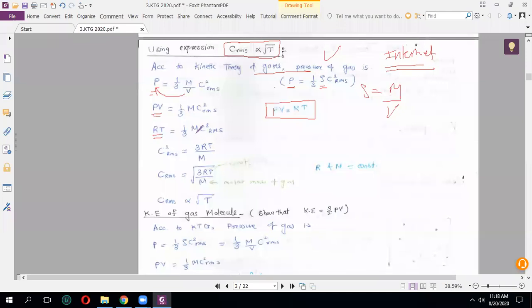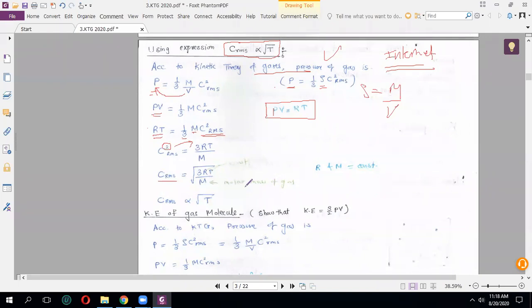Yes, sir. Okay. Now, isolate this C square RMS. Take this 1/3 and m to the left hand side. So 3 goes up and this m goes down. So C square RMS is equal to 3RT upon m. Now take the square to the right hand side, so it becomes a square root. So C RMS is equal to square root of 3RT upon m.